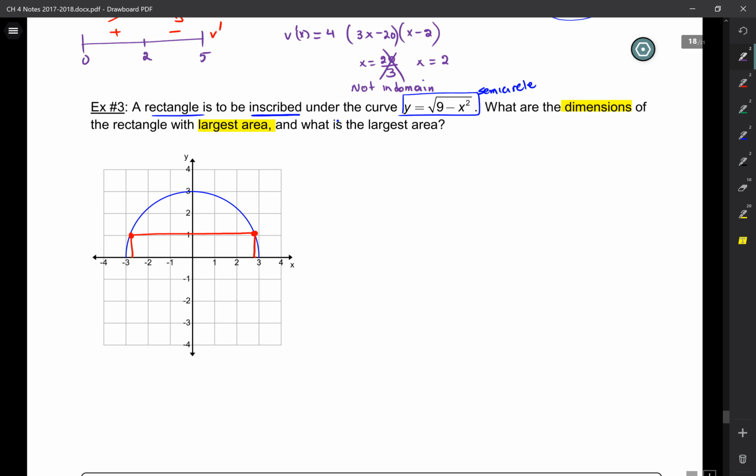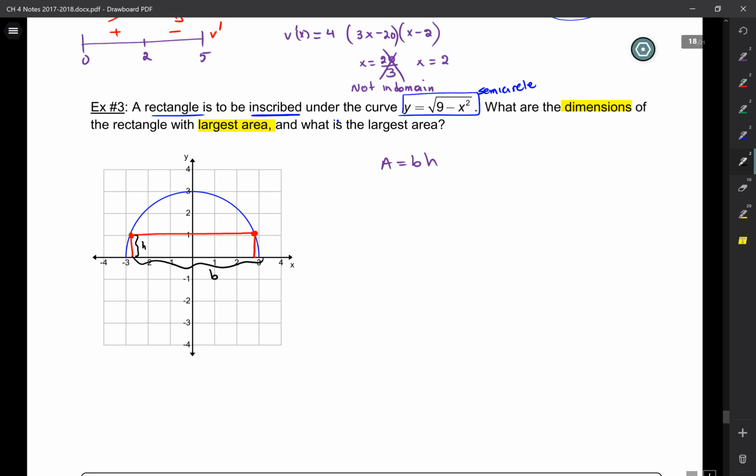It says we need to find the dimensions of the rectangle with largest area. That means at some point, I need to find the area of a rectangle. Now, back in geometry, you were told that the formula for the area of a rectangle is base times height. In this rectangle that I've drawn here, this is the base, and here is the height.